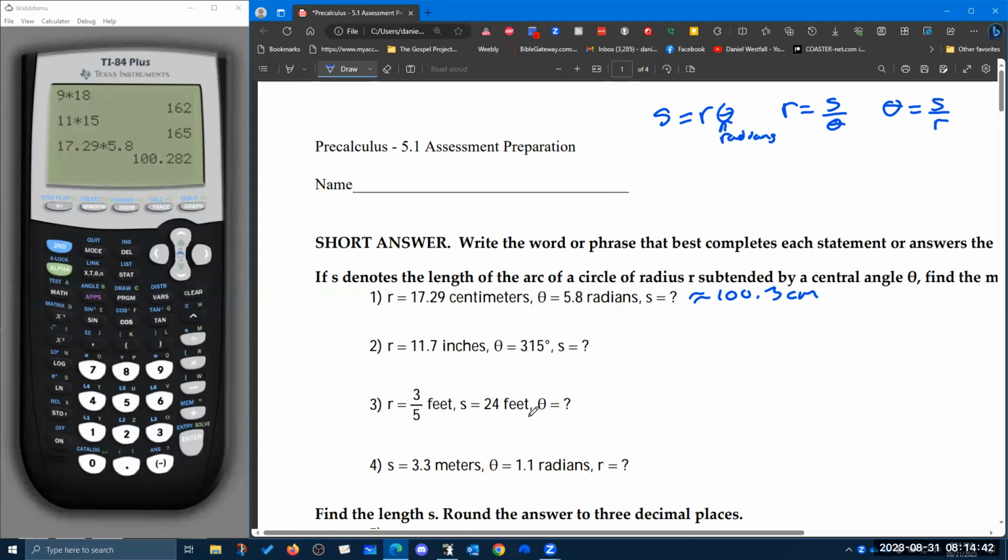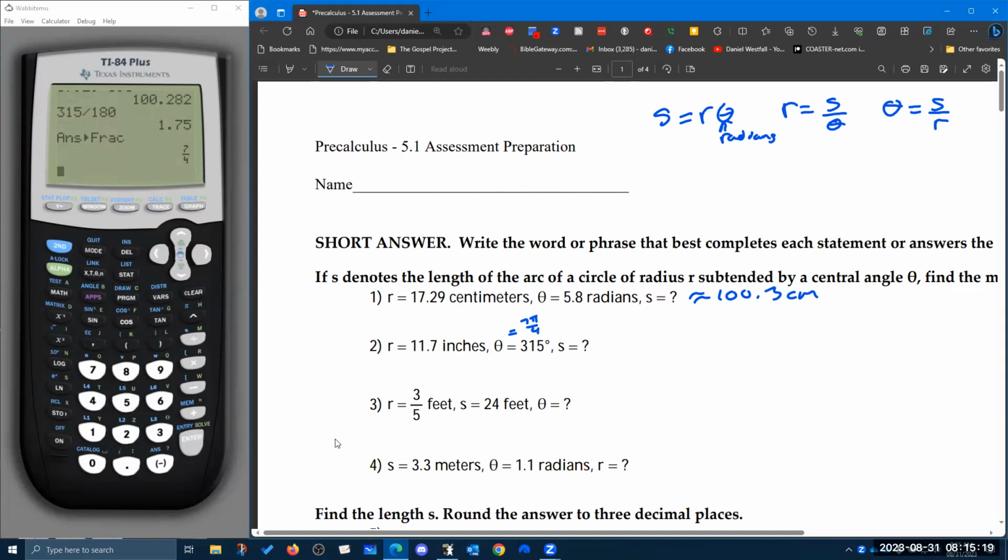Now, before we can calculate our arc length in number 2, we need to change 315 degrees into radians. We talked about how to do that in a previous video. I'm going to multiply by pi over 180. So let's just divide by 180 here. That is 7/4. So theta is 7 pi over 4.